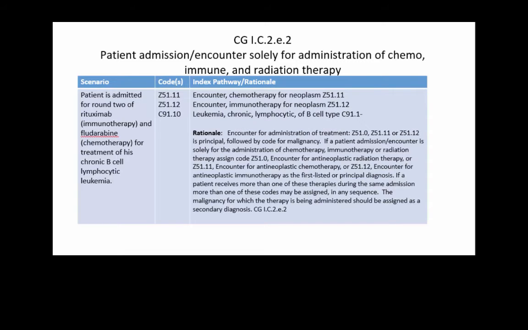This guideline has to do with an admission solely for the administration of therapy. And you see the case I've given you, the patient was getting an immunotherapy and a chemotherapy for treatment of blood cell lymphocytic leukemia. And I have the rationale there for how you would code that. You could sequence either one of those first, as the guidelines tell us, but you would add the leukemia or the malignancy code in addition to the 2 chemotherapy and immunotherapy codes.